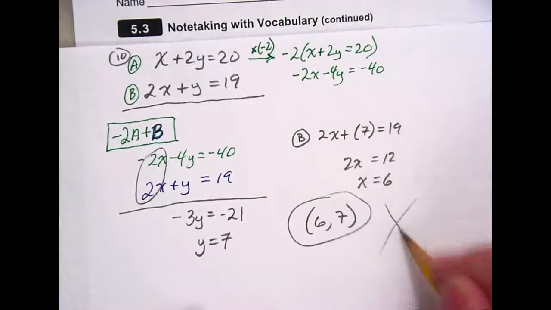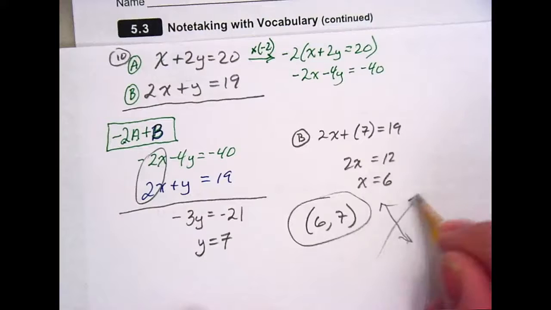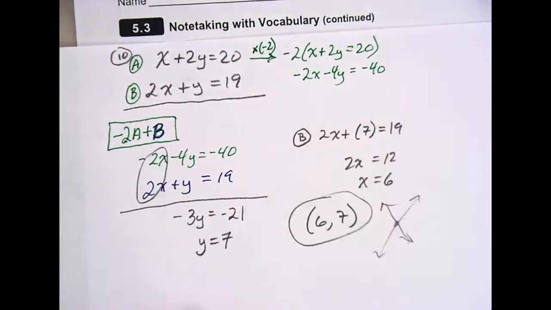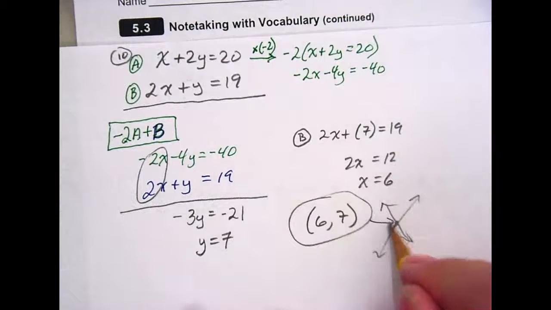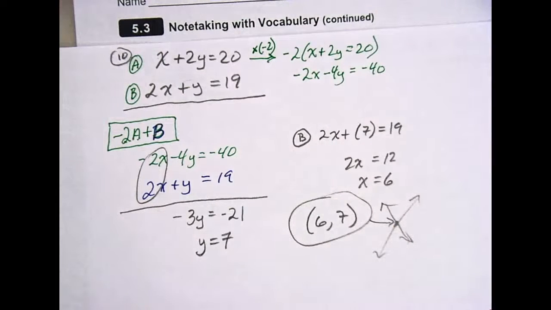Remember, that represents a place where those two lines cross, if you were to graph them. I have no idea if that's what the lines look like, but it would be a coordinate where they cross. Okay. All right. Any questions on that? Kind of a little different, right? A bit different than yesterday.